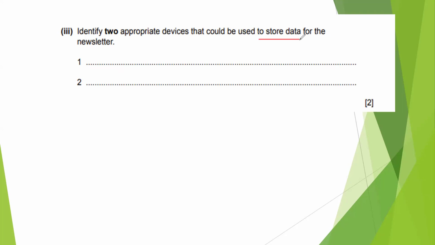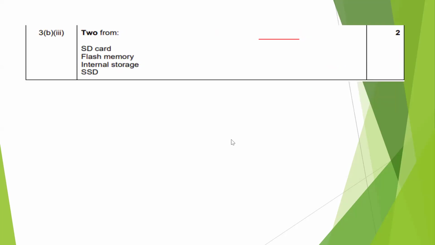ROM. ROM does not write the data. It said for the newsletter. It means you have to store permanently. Hard disk, right. SD card, flash memory, internal storage, or SSD. Any two you can tell.